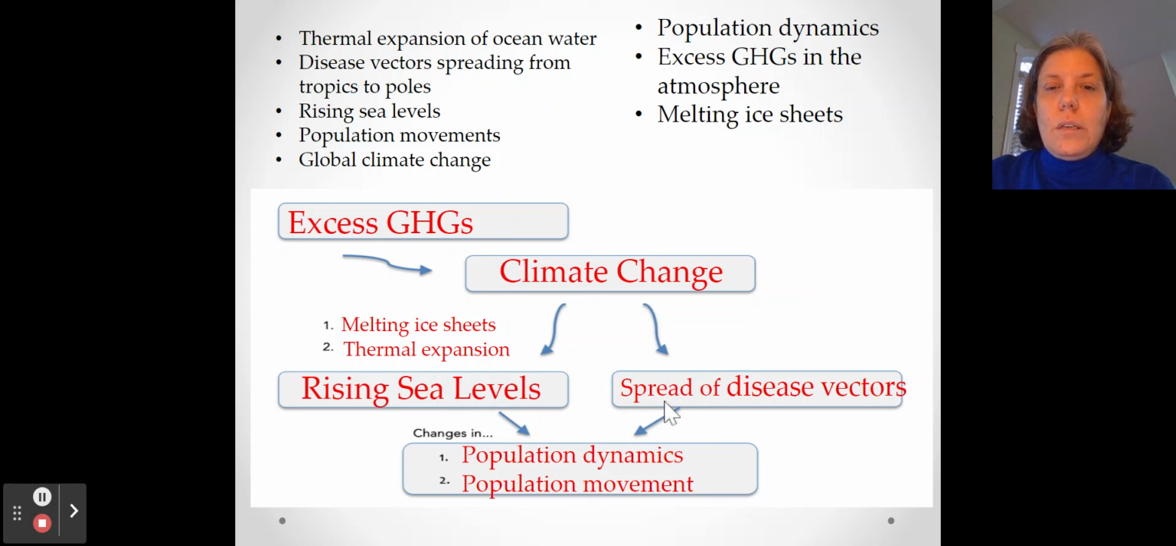These two things, rising sea levels and spread of disease vectors, are going to lead to changes in population dynamics and population movement. Think about little tiny islands out in the Pacific Ocean or somewhere where the sea level is rising. Whole communities and societies then might have to move and leave their home of generations. They may not have an island left anymore. And then if you've got a lot of disease vectors spreading, it's going to lead to population movement and population dynamics changes too. So that's a little preview there of climate change.